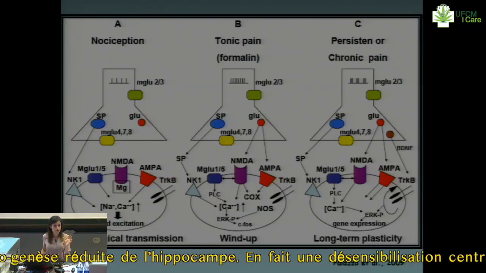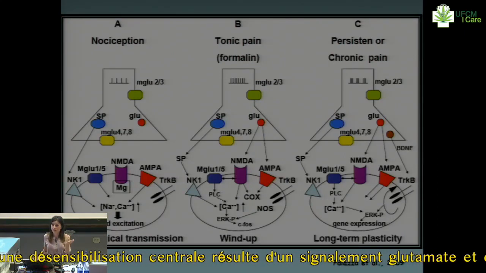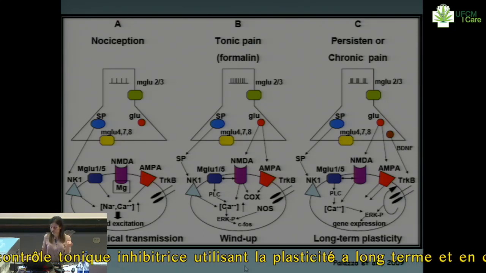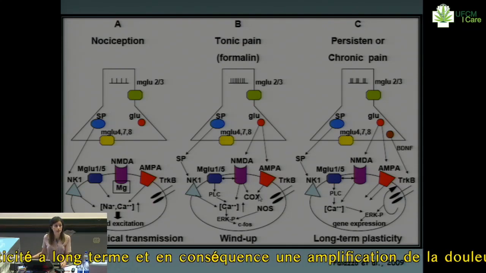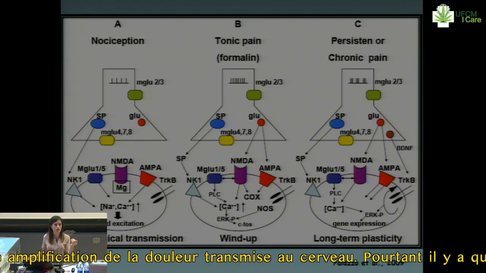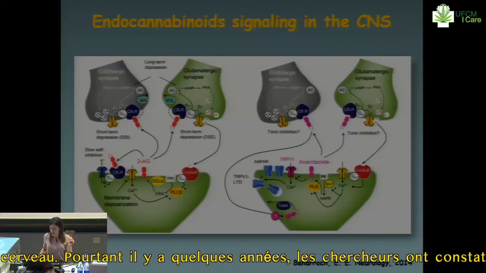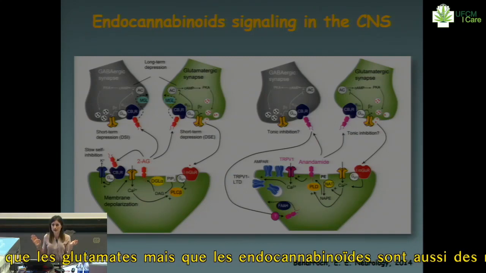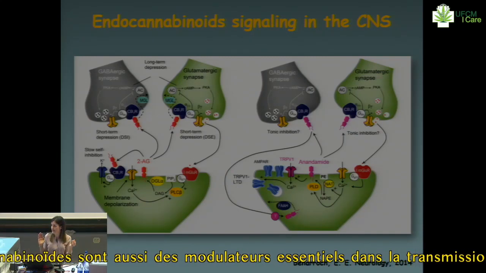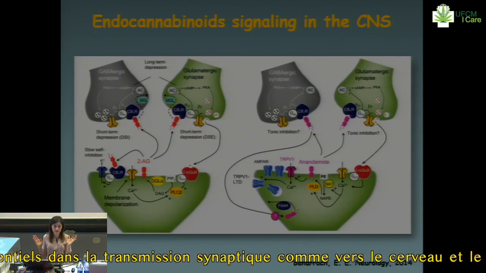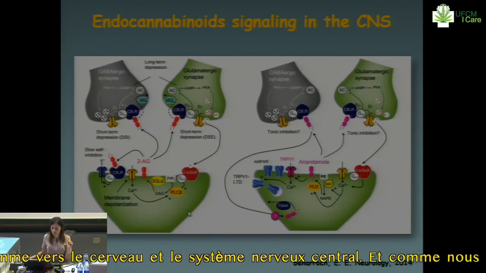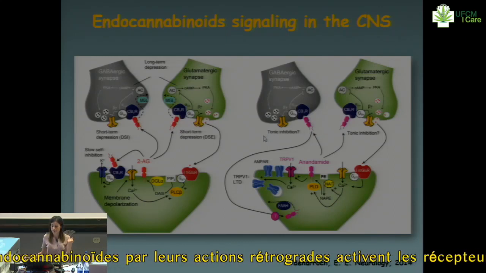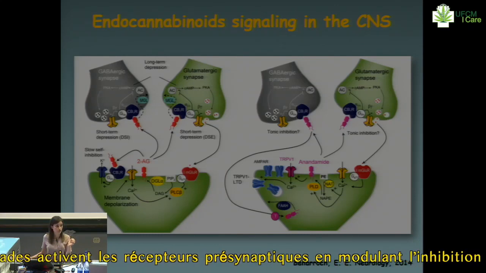Actually, central sensitization is due to an altered glutamatergic signaling and loss of tonic inhibitory control that induce spinal neuronal wind-up and long-term plasticity, with consequent amplification of pain transmission to the brain. However, not many years ago, researchers realized that besides GABA and glutamate, endocannabinoids are also key modulators of synaptic transmission in the brain, in the central nervous system. And as we know, endocannabinoids, through their retrograde action mechanism, activate the presynaptic receptors, modulating tonic inhibition and long-term depression.